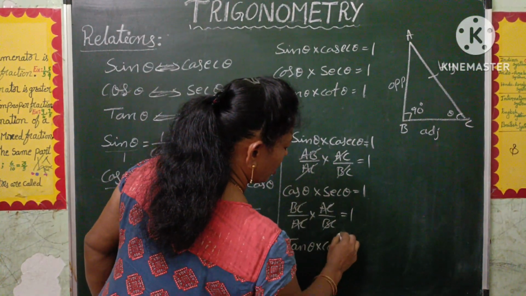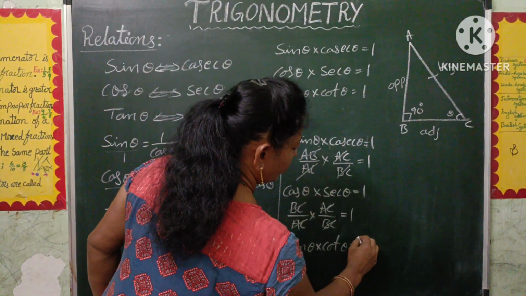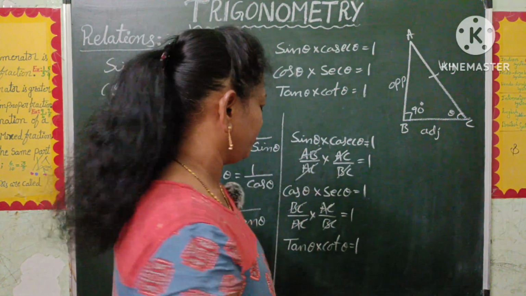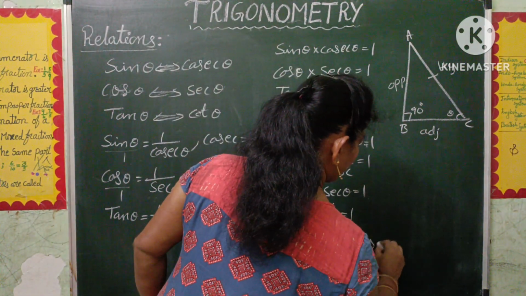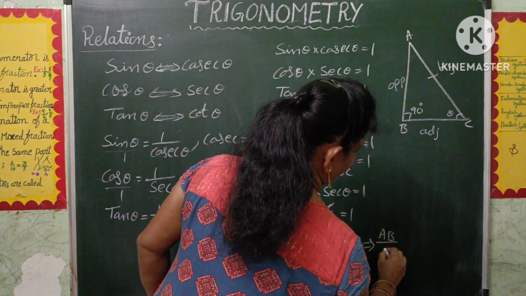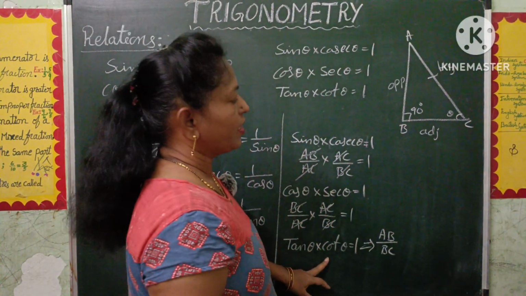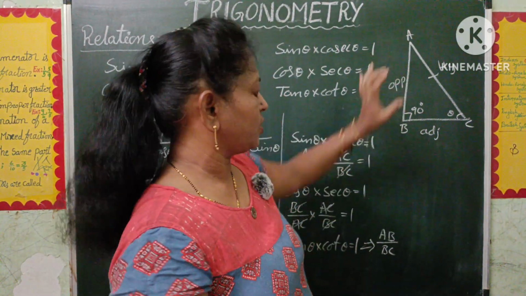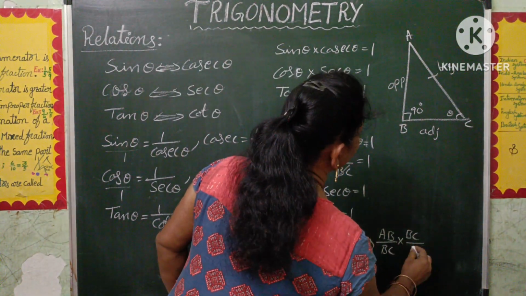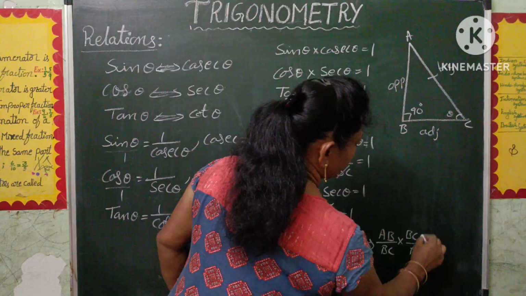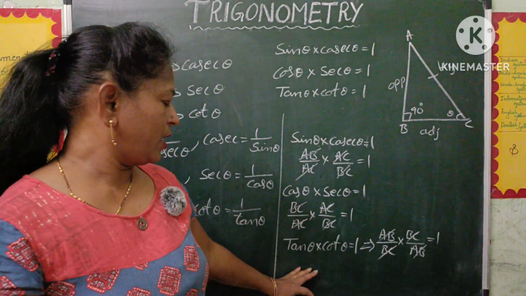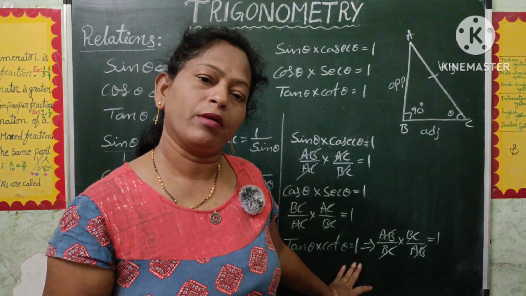Next one is tan theta into cot theta equal to 1. Tan theta means opposite by adjacent. Here I am writing opposite means AB by BC. Cot theta is adjacent by opposite, into BC by AB. Adjacent is BC, opposite is AB. Then BC cancels, AB cancels, 1. So tan theta into cot theta equal to 1.